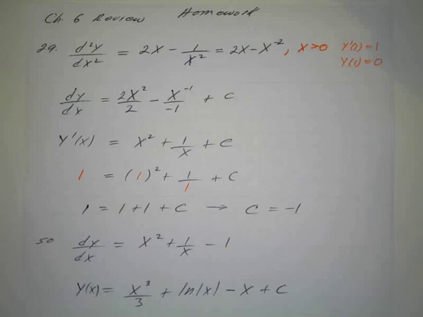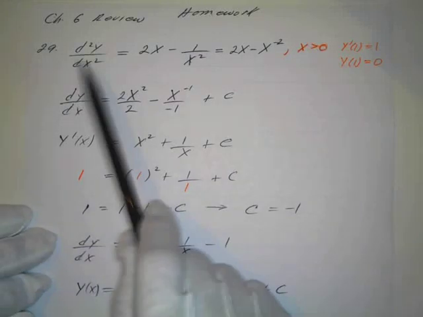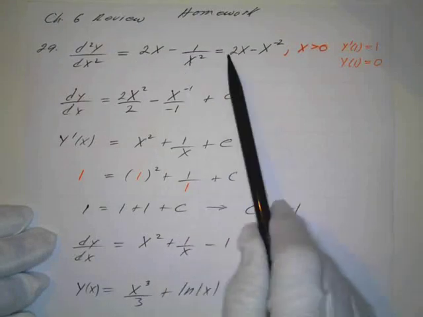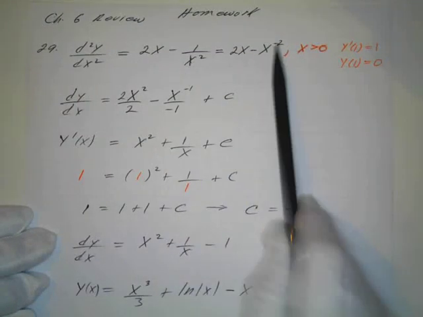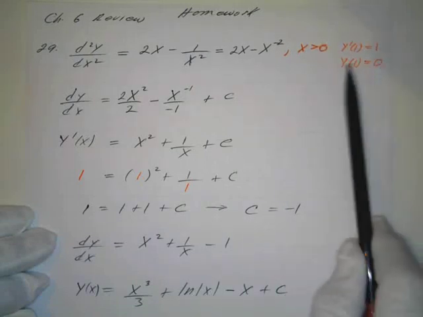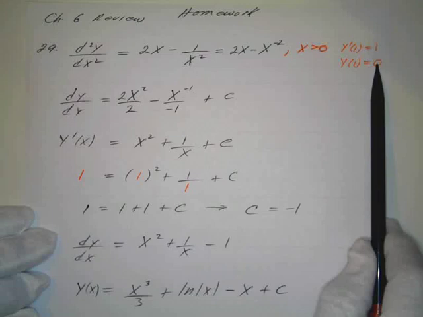Okay, these are some of the problems from the Chapter 6 review, and this is number 29. We have a second derivative here, and we're going to try to solve for y, so we have to take the antiderivative twice. This is our second derivative, 2x minus 1 over x squared, which I rewrote as 2x minus x to the negative 2. x is greater than 0, and they tell me that y prime of 1 is 1 and y of 1 is 0. That's how I'm going to find my different c's.